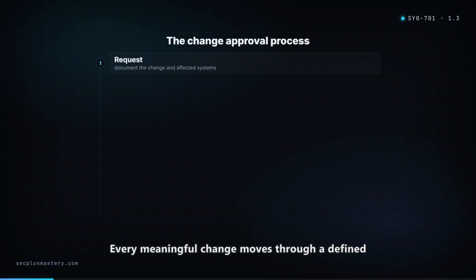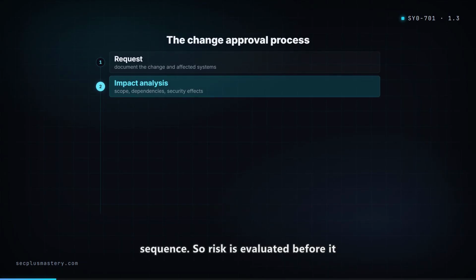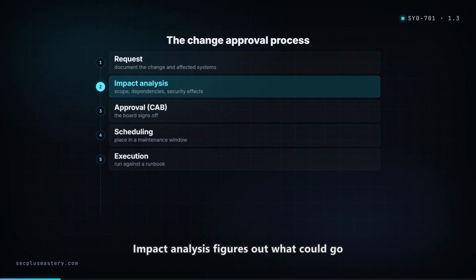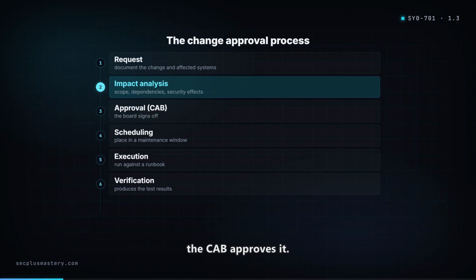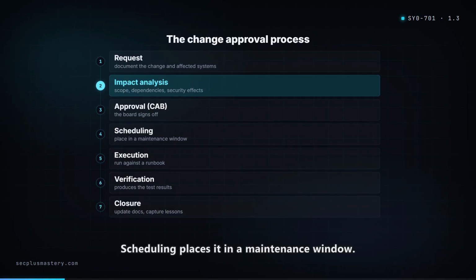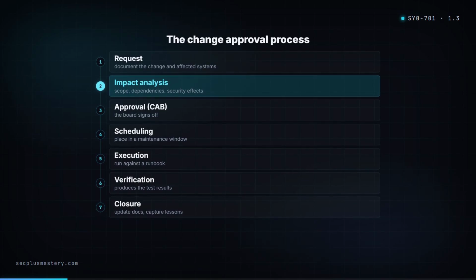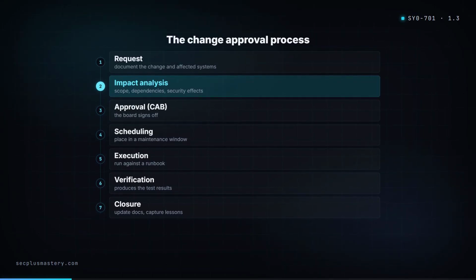Every meaningful change moves through a defined sequence, so risk is evaluated before it reaches production. Request documents the change and affected systems. Impact analysis figures out what could go wrong. The Change Advisory Board, the CAB, approves it. Scheduling places it in a maintenance window. Execution runs it against a runbook. Verification produces the test results. Closure updates the docs and captures lessons.